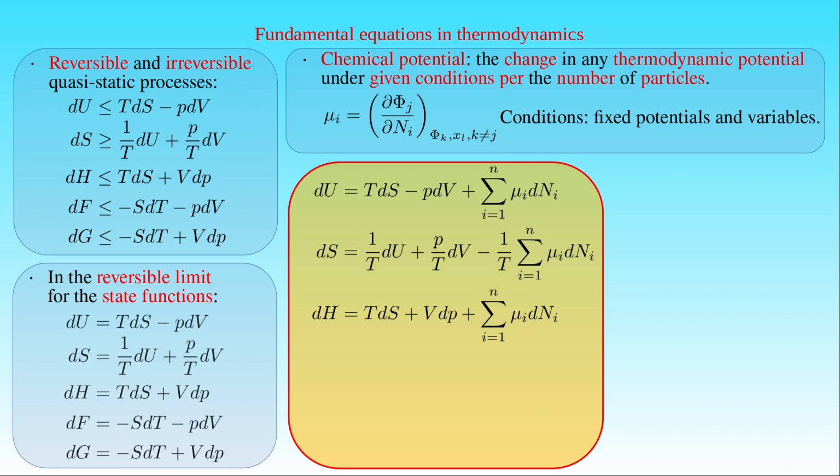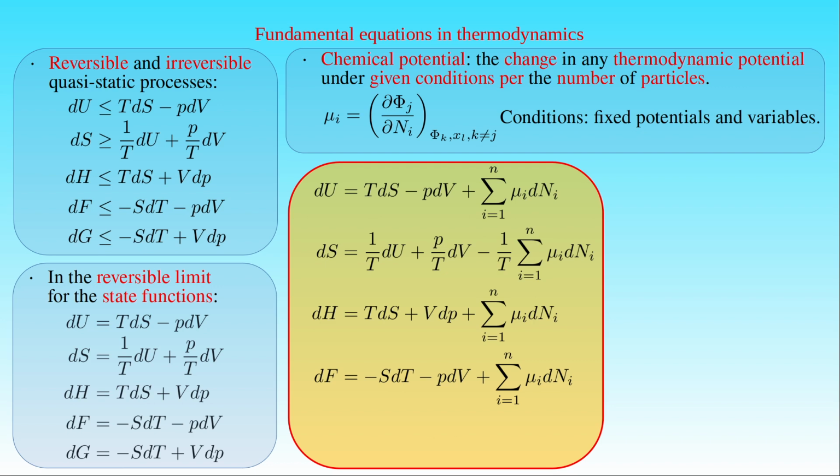The next relation is for the free energy F and states that its differential is equal to minus the entropy S times the differential of the temperature T, minus the pressure P times the differential of the volume V, plus the sum of the chemical potential μI times the differential of the number of particles Ni.